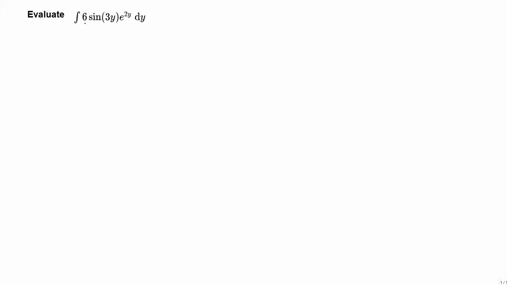Evaluate the integral of 6 times sine 3y times e raised to 2y dy. We have a product of two functions. In fact, this 6 can be pulled all the way outside, and we can multiply the final answer by 6. So we have a product, so we want to use the method integration by parts, which is when we have u times dv, the integral of u times dv is uv minus the integral of v times du.